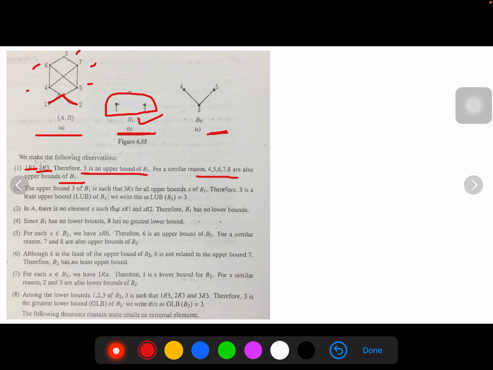The upper bound 3 of B1 is such that, okay, is that satisfying the condition? 3 is my upper bound and it is related to x, where x is all other upper bounds of B. Therefore, 3 becomes the LUB.